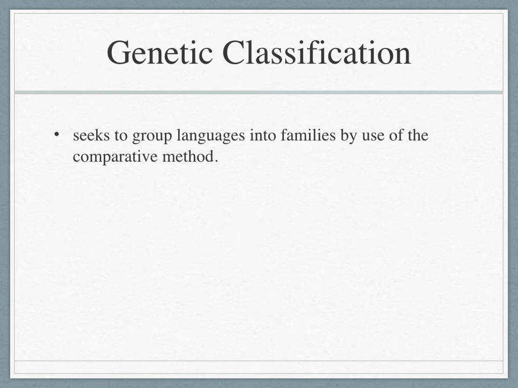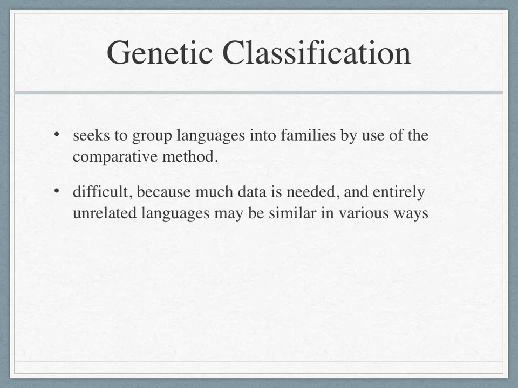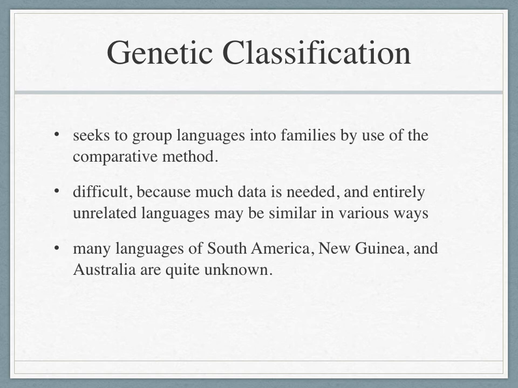So this seeks to group languages into families by use of a comparative method, which we will actually talk more about when we talk about historical linguistics in a couple of chapters. This is difficult. We need lots of data. Sometimes unrelated languages can sort of accidentally be similar, as we've seen. And then, of course, many languages in remote parts of the world, islands, are still undiscovered or barely studied. It's hard to get to those places. And then even if you get there, it's very hard to get lots of really good data, right, to be accepted by the locals and to develop a lexicon and to do a good study as an outsider.